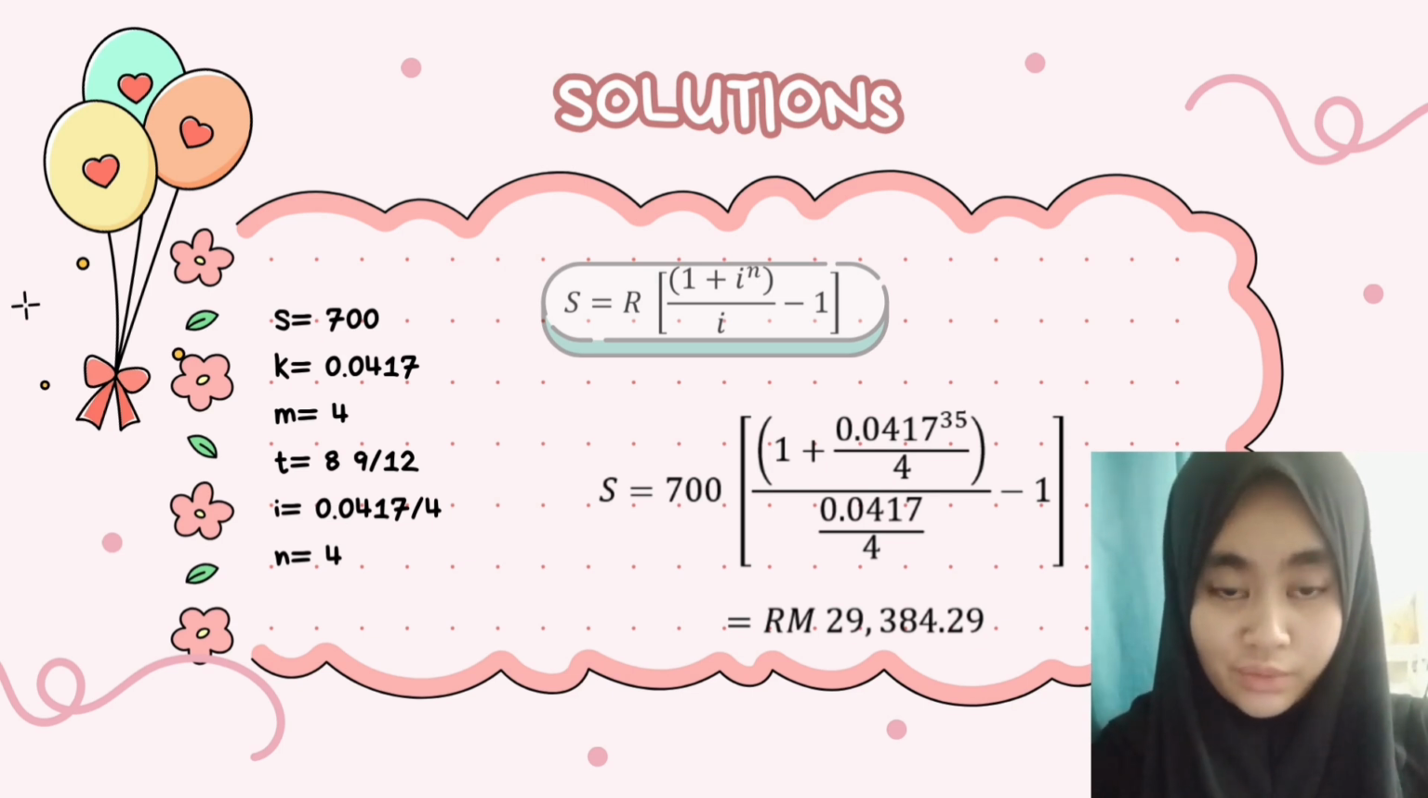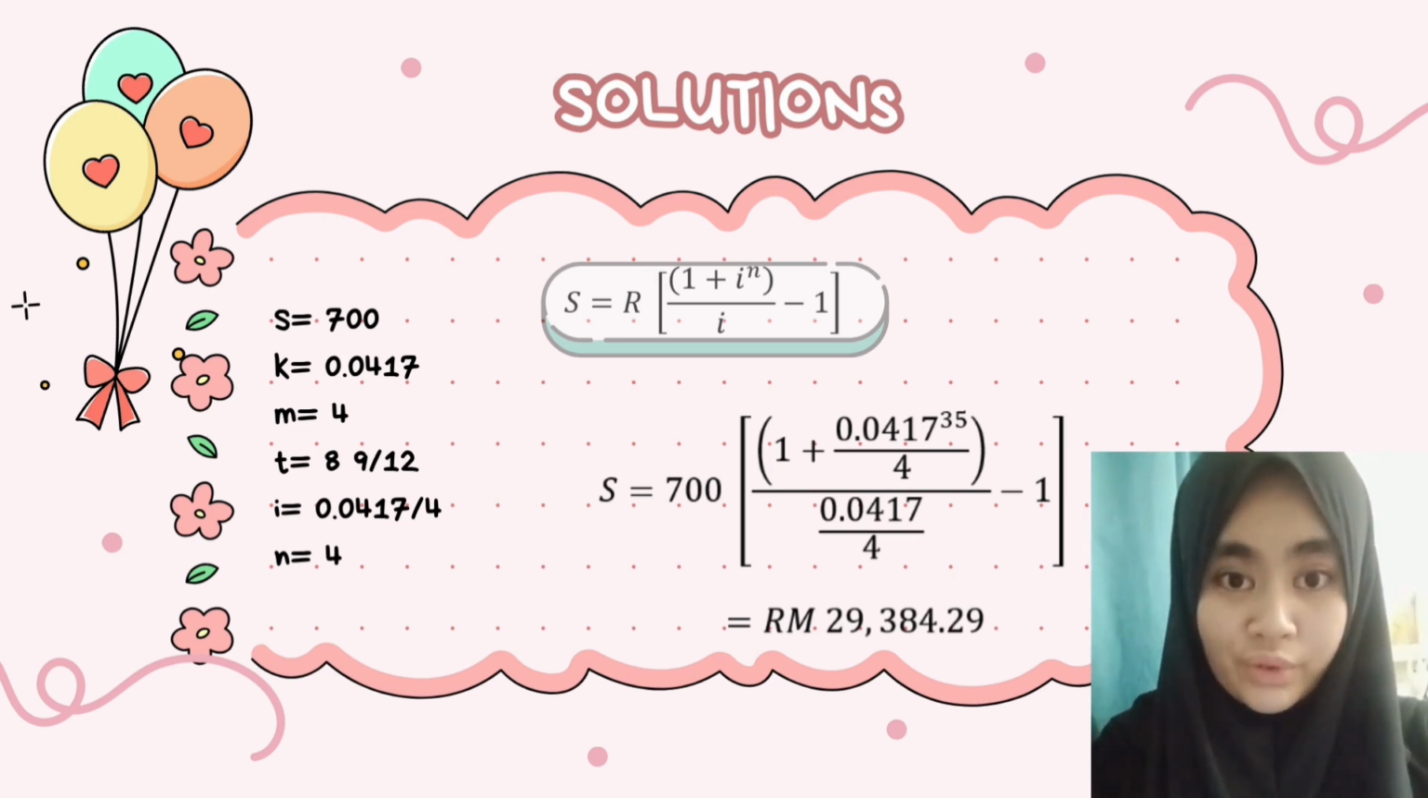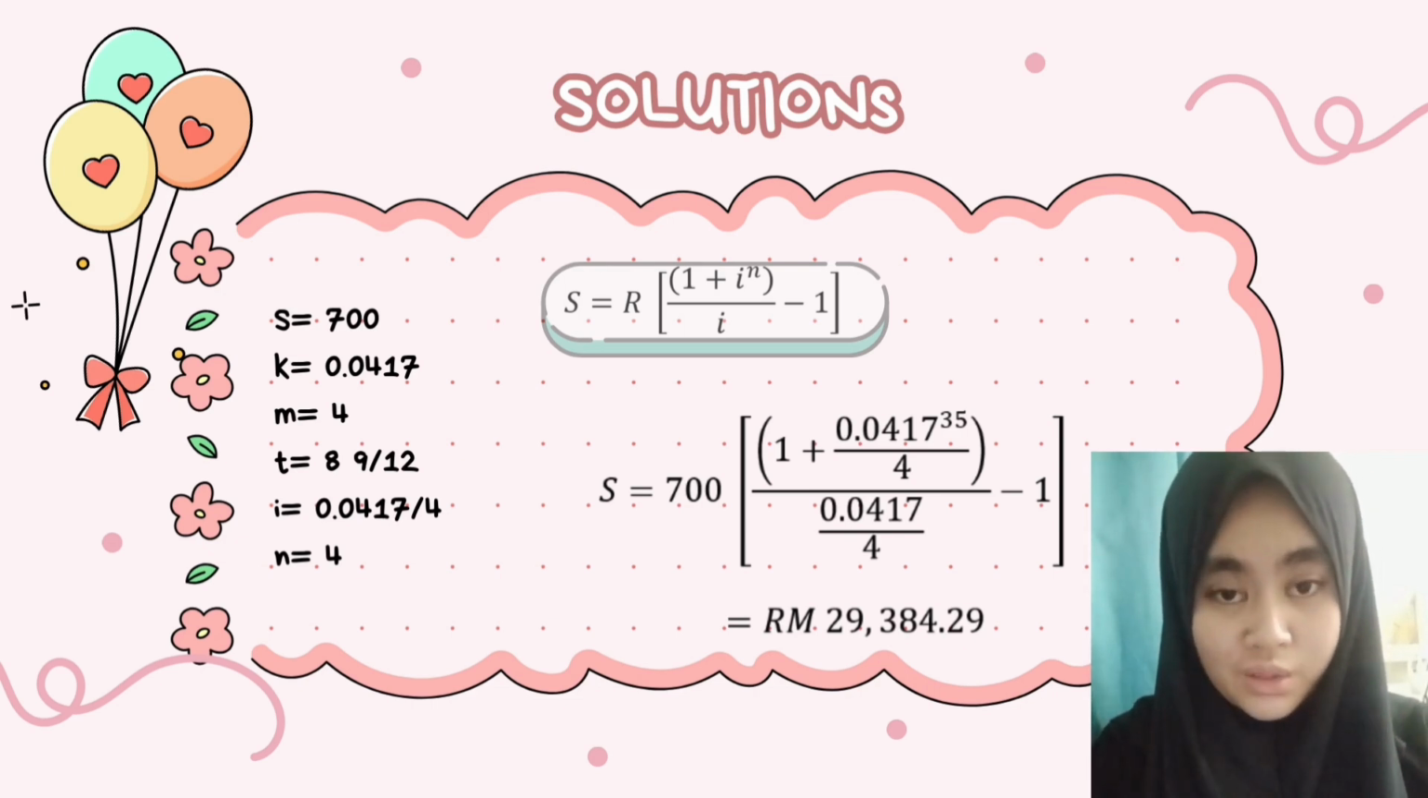First, we will use the S formula to solve this question. We must write the S formula, which is S equals R, open bracket, 1 plus i, to the power of n, minus 1, divided by i, close bracket. Before that, we need to write down all the information given in the question. So, R equals 700, K equals 0.0417, M equals 4, and T equals 8 and 9 over 12. So, now we need to find the i.